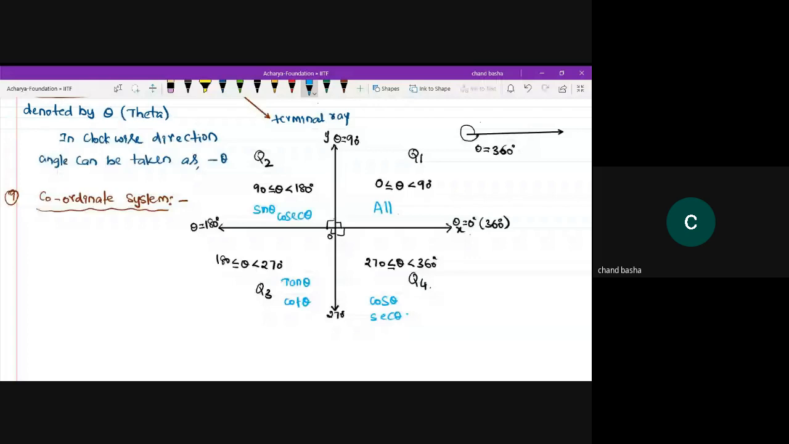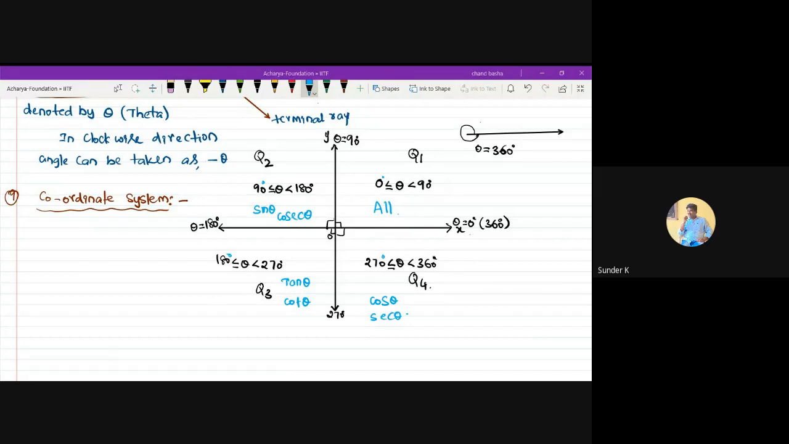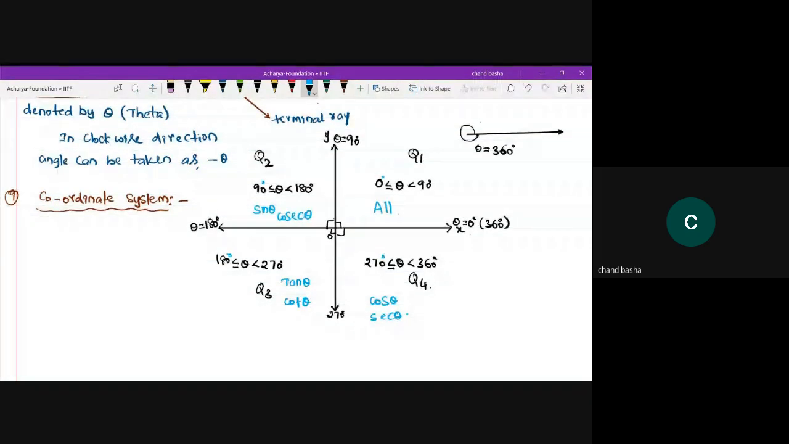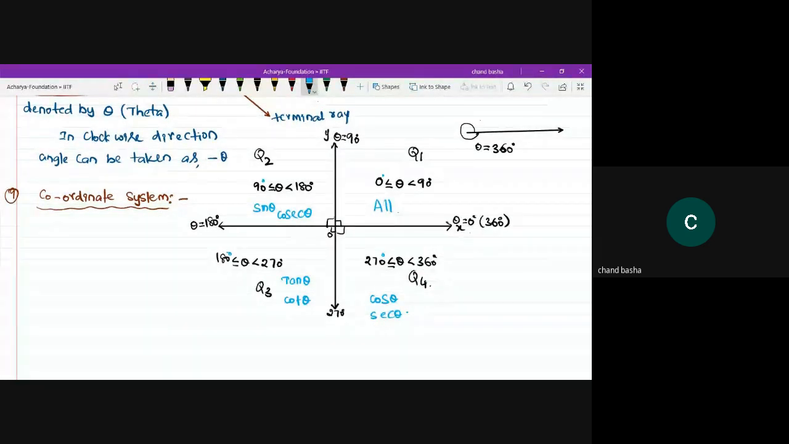Any doubt? You can ask. How can you find out which quadrant we are in, sir? He will give that, no problem. He will ask a question like, for example, theta is equal to 150 degrees, in which quadrant? 150 is the second quadrant. No problem. That I want to discuss in the next part.